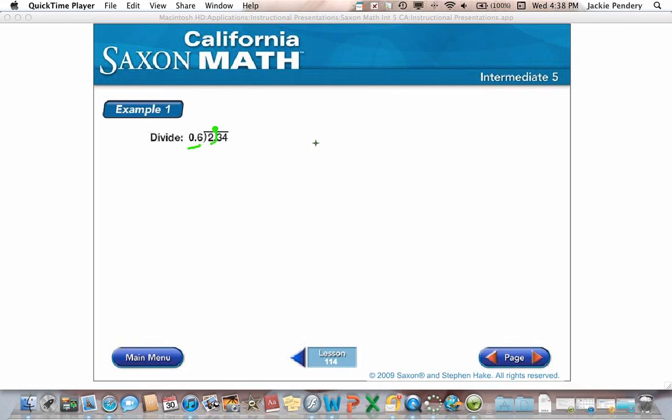So we're going to rewrite the problem. 0.6 divided by 2.34. And what we're going to do is something called over, up. And what this means is that we are going to move this decimal over one place so that the 6 becomes a whole number, move this decimal over one place, and then move that decimal straight up.